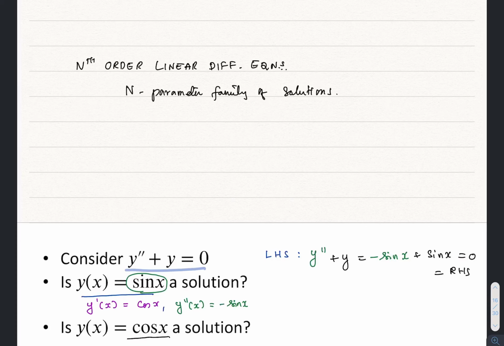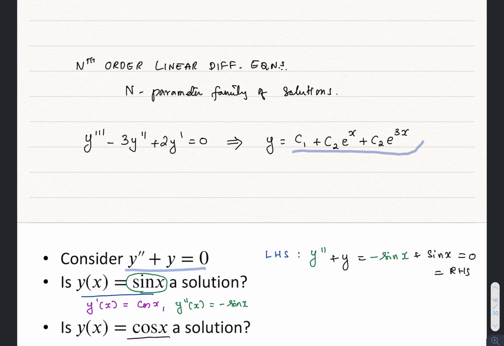So for example, I'll give you one more. If you have this differential equation, which is y triple prime minus 3y double prime plus 2y prime is equal to 0, that's a third order linear differential equation. This has a three parameter family of solutions, and that would be y is equal to some constant plus another constant times e to the x plus another constant times e to the 3x, right? For some of you, it might look like I'm pulling a rabbit out of the hat, looks like magic. This is not mathemagic. This is mathematics.